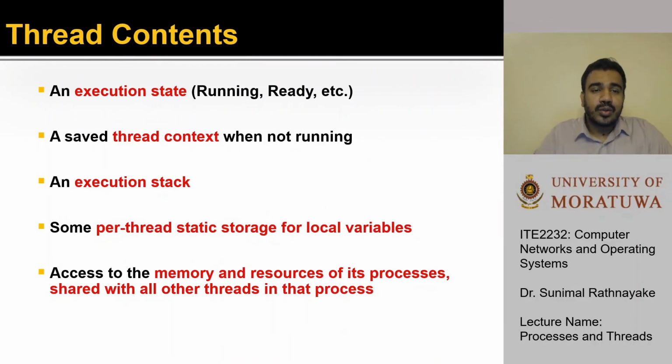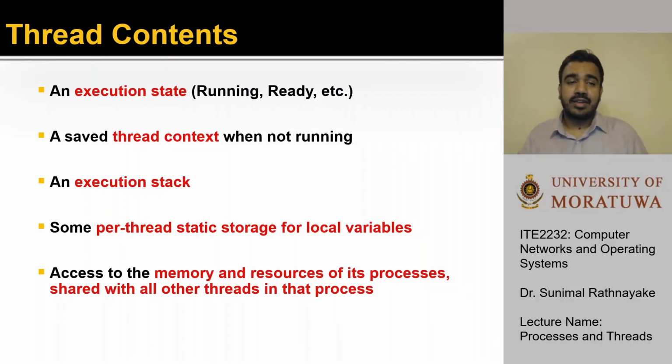So the thread also contains some information like the processes. We have the thread context, right? And an execution state, an execution stack also there. The stack is per thread. We have a stack, but there's a memory space that is common to all the threads in the process. Some per-thread static storage for local variables is also available.